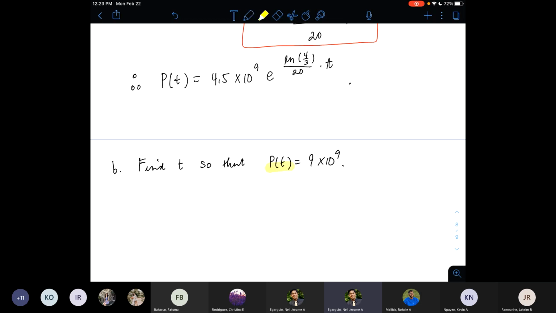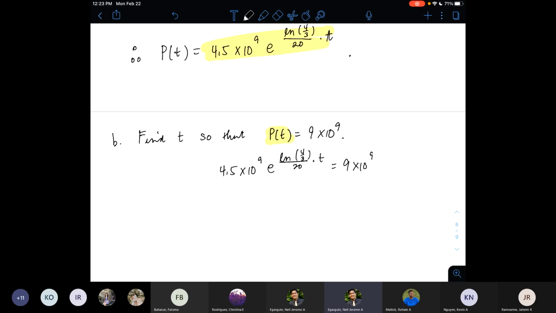I can replace the left-hand side by the model that we defined earlier, right? P of t is given by that model. I'll rewrite it down here: e to the ln of 4/3 over 20 times t equals 9 times 10 to the 9th. And here we want to solve for t. So I want t isolated on one side of the equation. I can divide both sides by 4.5 billion. So I'll have this.